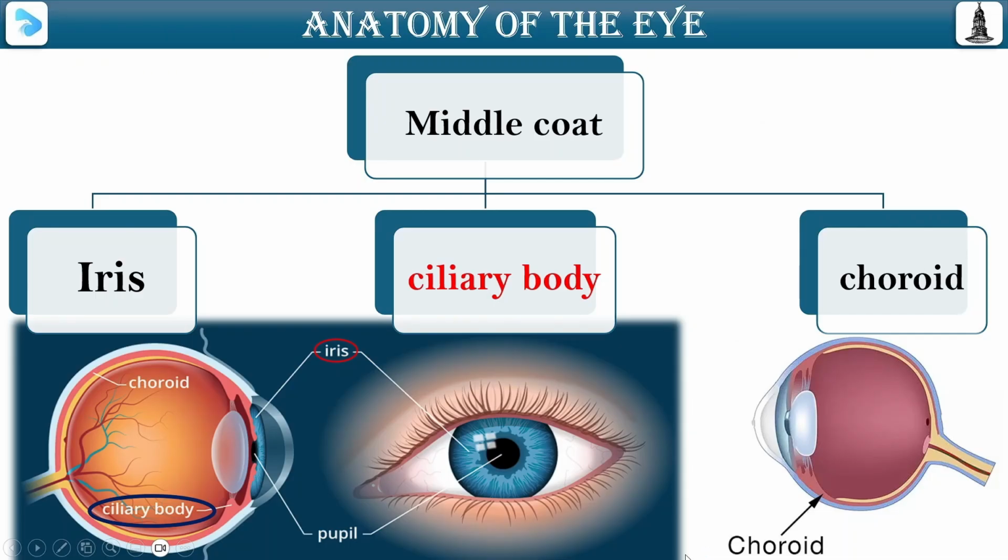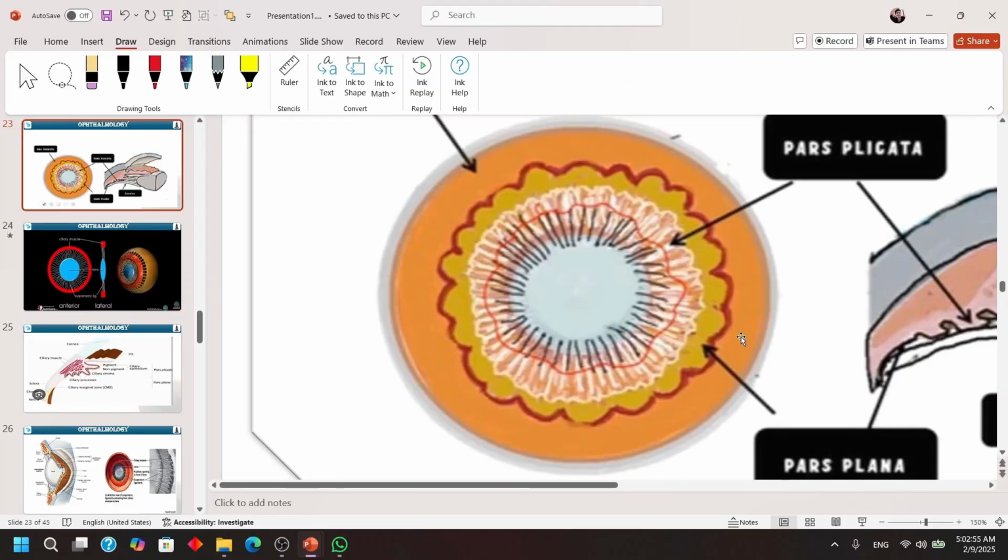Okay, by this we have finished the iris, and now to the ciliary body. The ciliary body is mainly formed of two structures: pars plana and pars plicata. The word pars is Latin and means part, and the word plicata is Latin and means processes. The word plana means flat. So this is the flat part of the ciliary body, and this is the part with the processes.